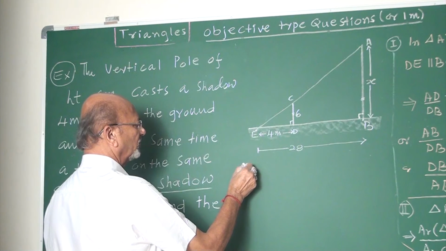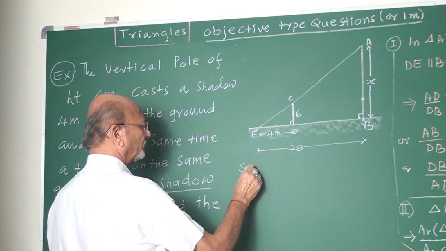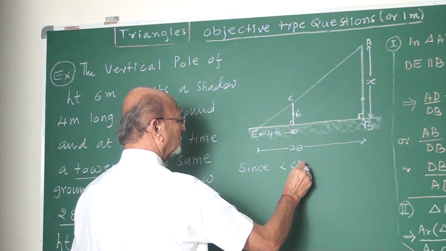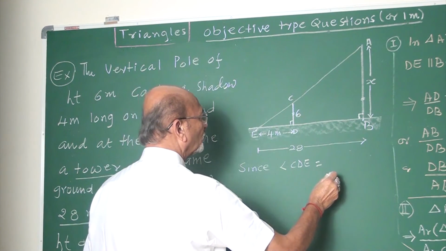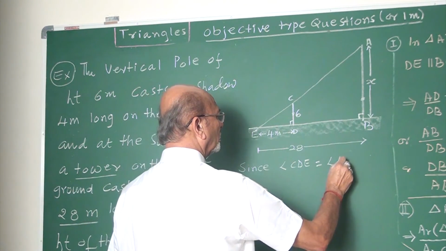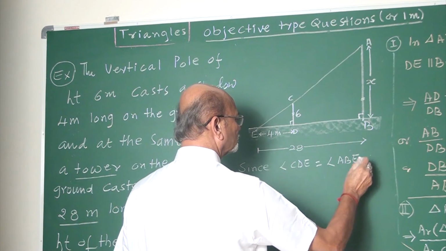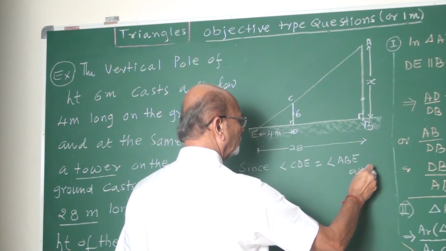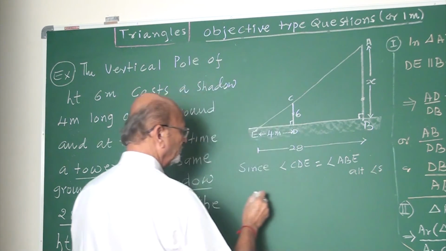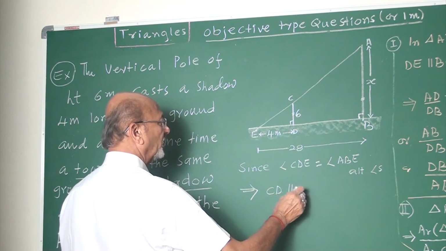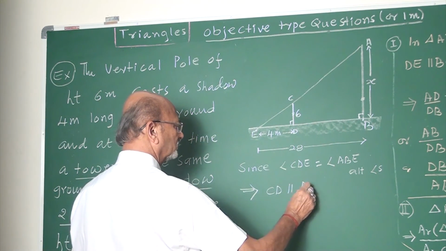My friend, since angle CDE equals angle ABE, they are alternate angles. Alternate angles imply what, my friend? CD is parallel to AB.